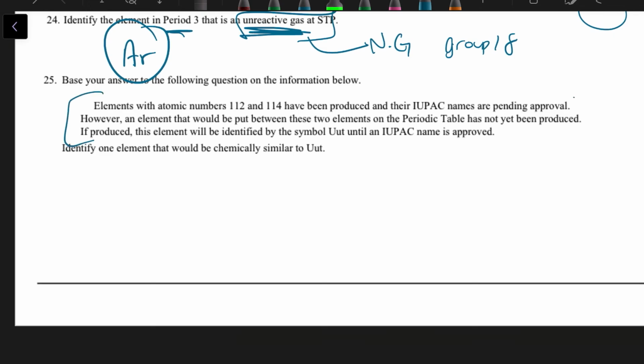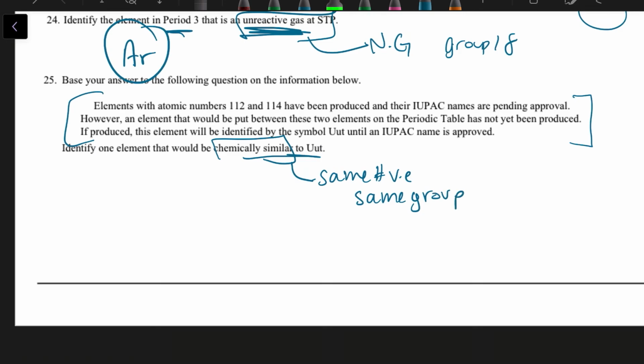25 gives you a lovely paragraph. We're not even going to bother reading it. And just identify one element that'd be chemically similar to UUT. So again, if you are chemically similar, you have the same number of valence electrons. You're going to be in the same group. So if you find UUT on the periodic table, you'll find that right above it is Tl. Above that is In, Ga, Al, and B. So any one of those options counts. You just have to pick one, but whichever one you want, that is fine.